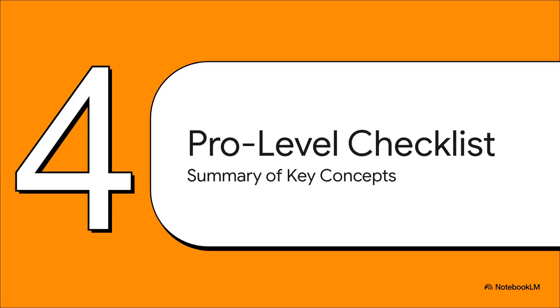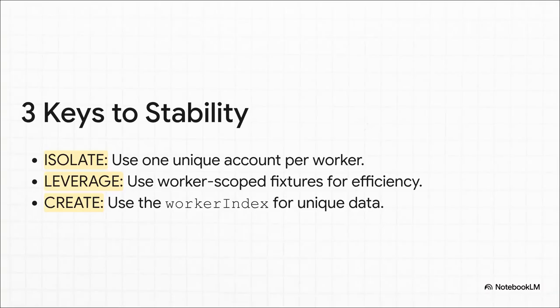All right, let's wrap this all up. If you only remember 3 things from this, make it these 3. This is your checklist for building incredibly stable parallel test suites. Number 1, you have to isolate your server state. That means one unique account per worker, period. Number 2, leverage worker-scoped fixtures to get that done. It is the perfect tool for this exact job. And number 3, create that unique account data easily by using the built-in worker index. Isolate, leverage, create. Got it?